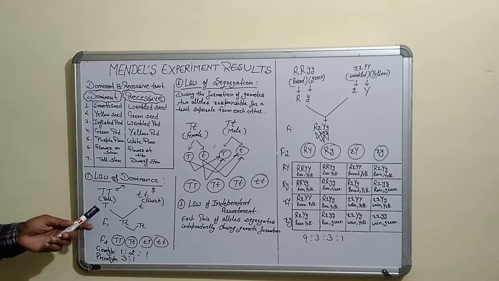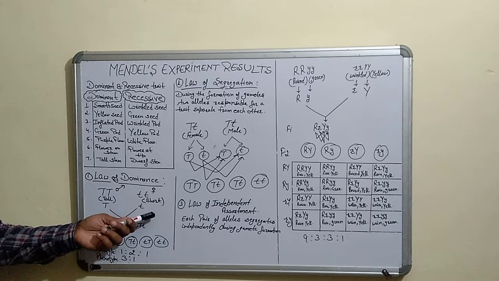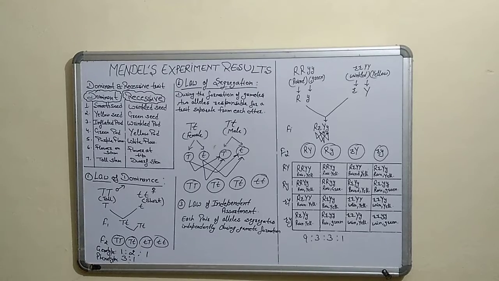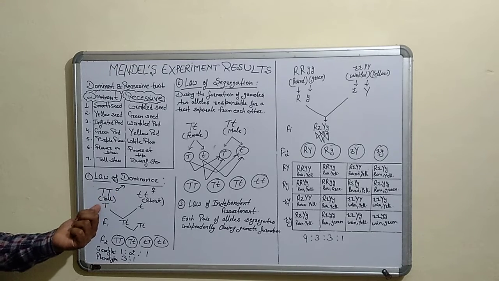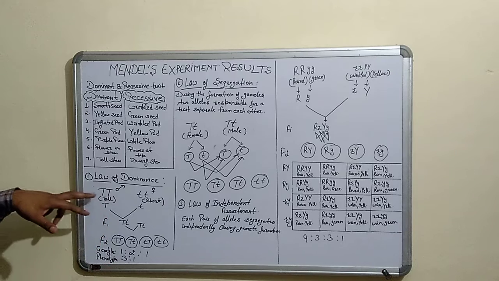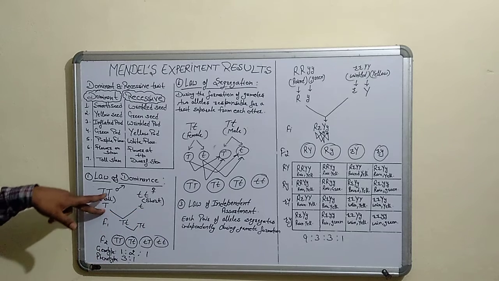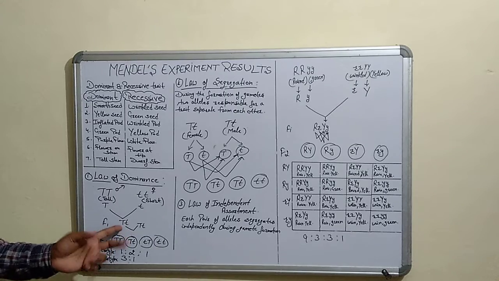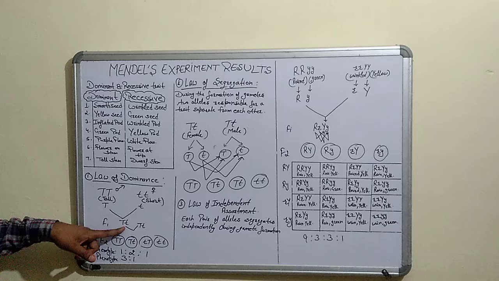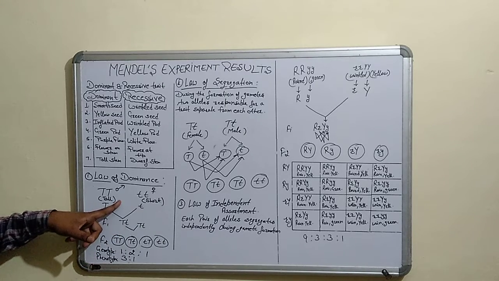Now, capital T is for tall height, small t for short or dwarf height. Even when both characters are the same, we take only one because only one takes part in gamete formation. This condition is known as homozygous condition. T from one parent and T from the other parent combine together, and this generation is known as the F1 generation. In the F1 generation, the T character is the dominant character. We can say that all the next generations have dominance of tall and recessiveness of short.